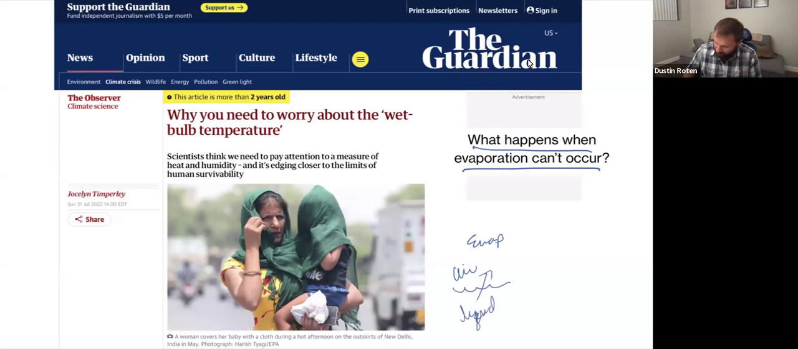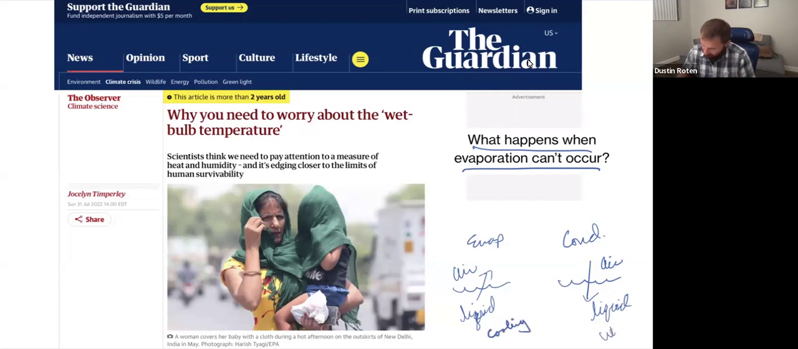Wow, that should be a cube. There we go. And then we've also talked about condensation, where we go from the air to a liquid. Now, with evaporation, this is a cooling effect. Over here, this is a warming effect. Put these in parentheses.